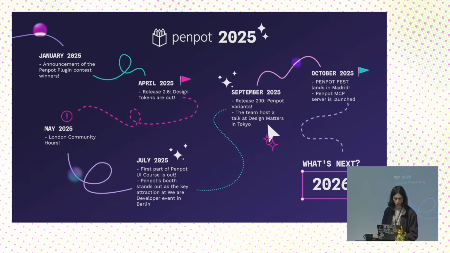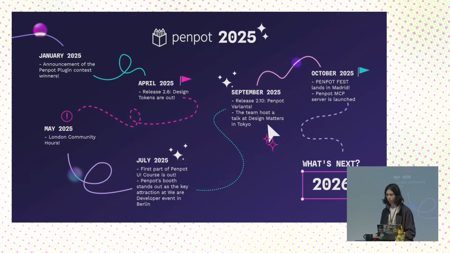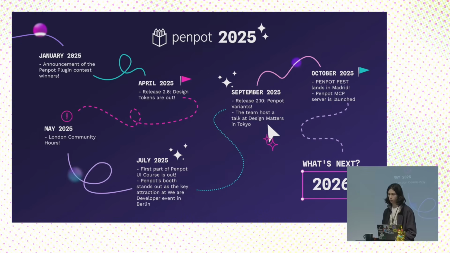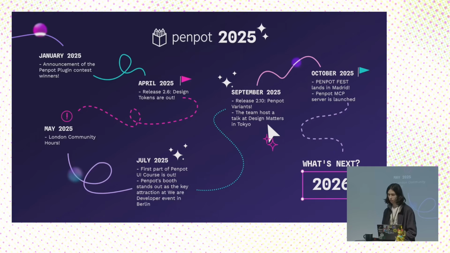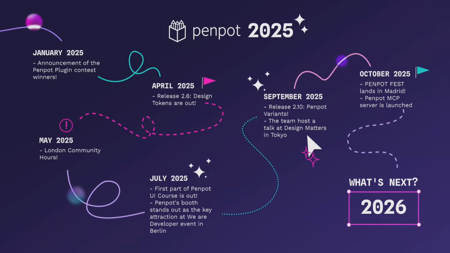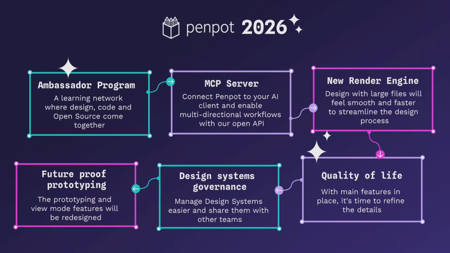On the changelog, you can see that Penpot had a lot of community events. It also released 2.6 with design tokens. The first part of the Penpot UI course came out. Release of 2.10 with Penpot variants, and Penpot Fest, of course.